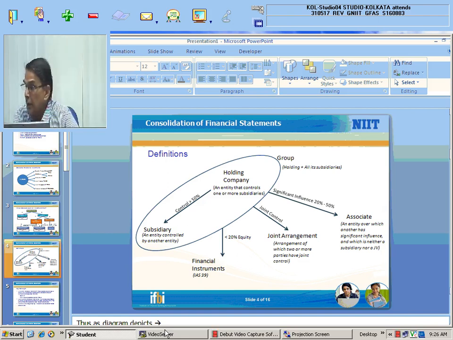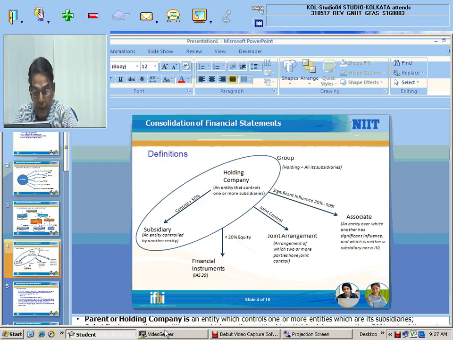So the diagram depicts parent or holding company is an entity which controls one or more entities which are its subsidiaries. Subsidiaries are those entities over which another entity like holding company has more than 50% and it exercises control as defined under IFRS 10. So we'll come to the definition of control subsequently as per IFRS 10.